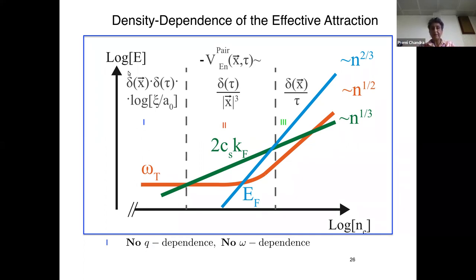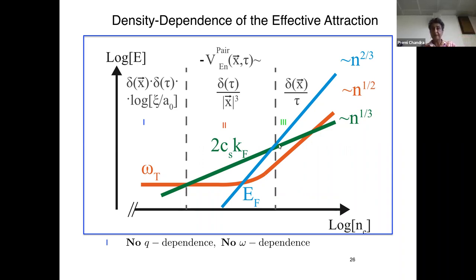So this is the important scale. Now, you notice here that if we look at our effective attraction, we have no q dependence, no omega dependence. That means we're local in space, local in time. Great. Now we go to the next regime. The way I go from these different regimes is that omega_T goes as n to the 1/2. That came from our previous equation where we showed that omega squared changed with n. Then 2c_s k_F goes as n to the 1/3, and then E_F goes as n to the 2/3. So that's how we determine what energy scale is dominant.